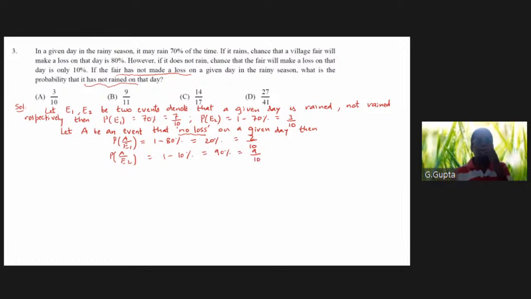Now what is the required probability? This event A has already happened. It is asking that the day is not a rain day. Not rain day is denoted by event E2. Therefore, the required probability is probability of E2 given A. So, if there is no loss on a given day, the probability that the given day is not a rain day.